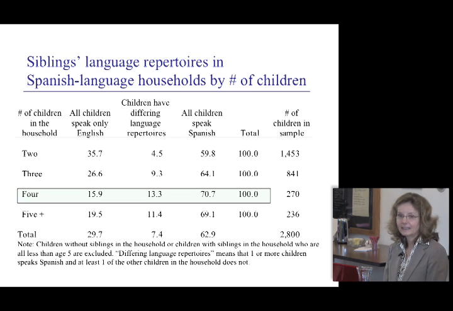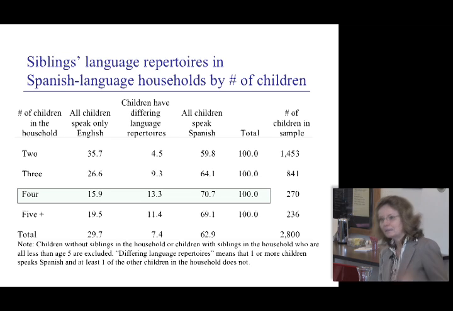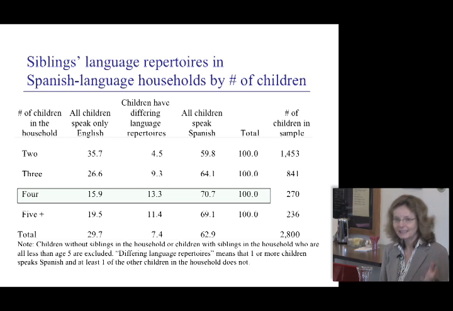There's also a significant number, about 13%, where some children speak Spanish, some speak English, some speak only English, some speak only Spanish. There's variation in the linguistic repertoires. And this variation follows age at entry quite closely, with the older children being much more likely to know Spanish, and the younger ones being much more likely to know only English.